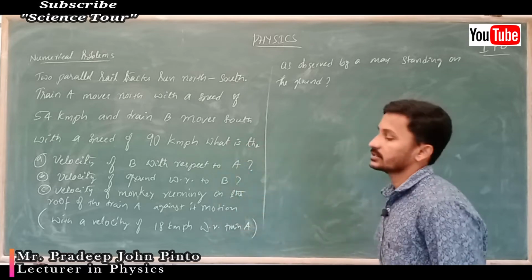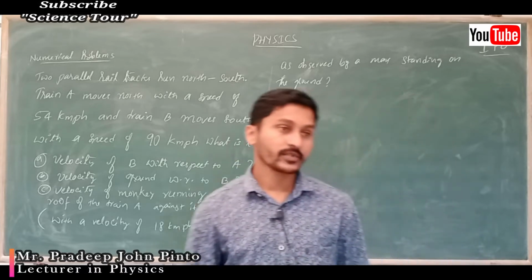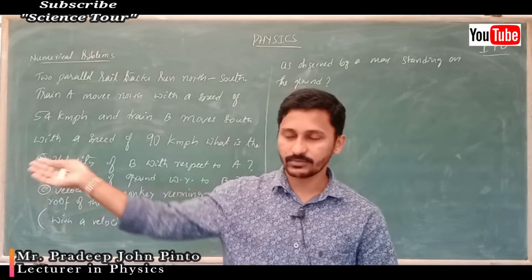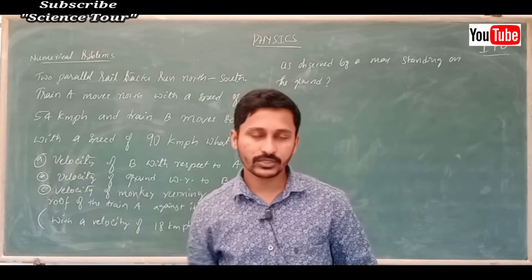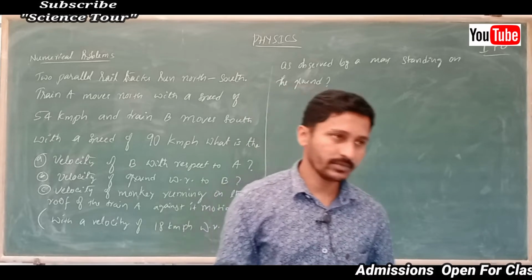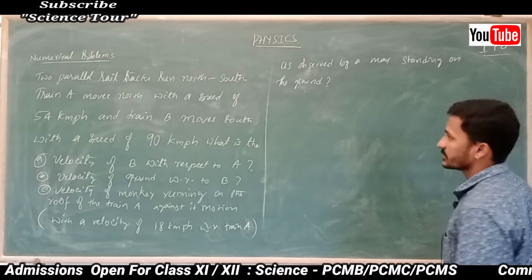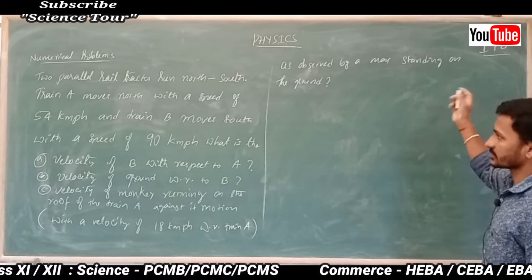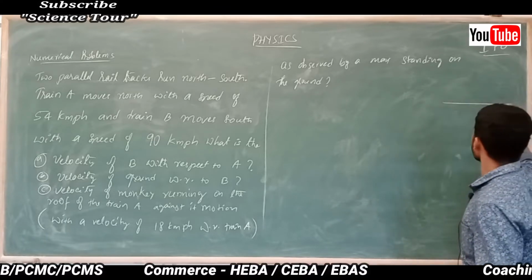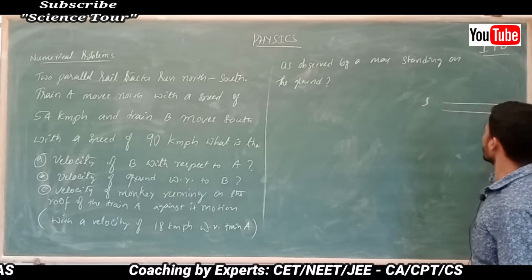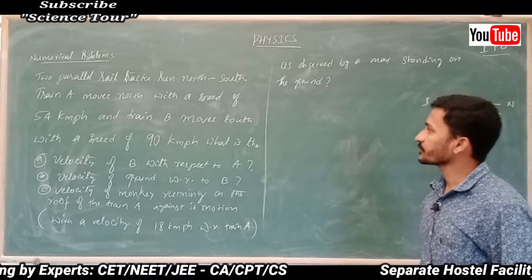Now, we know that in motion in a straight line only two directions are possible. One is positive, one is negative. If you take one as positive, the other will be the negative direction. Now we will go through the problem: two parallel rail tracks run north to south.